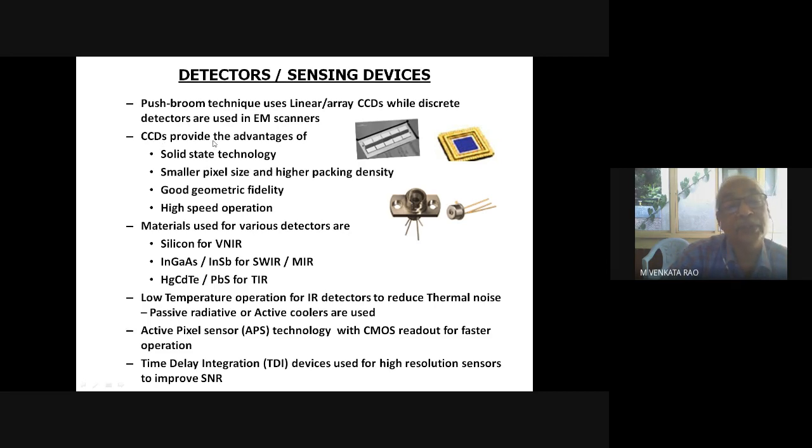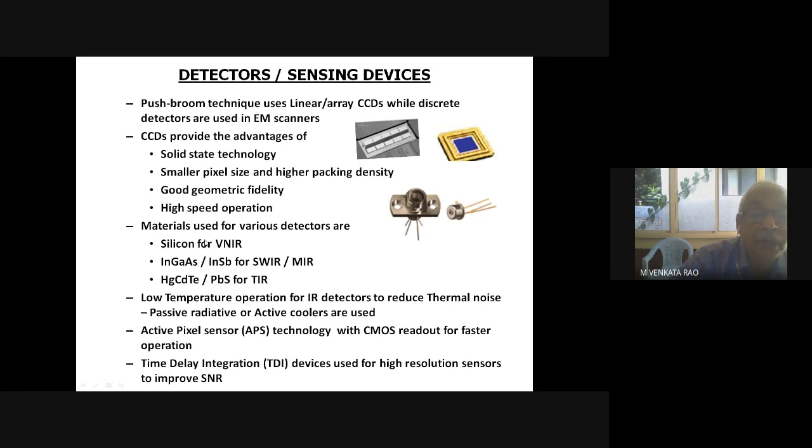The advantage of CCDs is they are designed on solid state technology, with smaller pixel size and high packing density. It is improving year by year, for example in our mobile phones. They started with 4K cameras, and 4K becomes 8K, 10K. It goes on improving. There is even a 16K camera in a Chinese mobile phone. So the pixel sizes are reducing like anything. Also good geometric fidelity and high speed of operation.